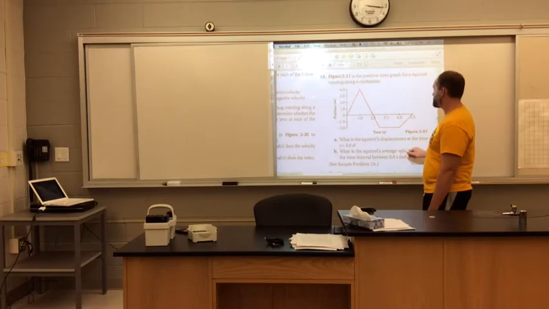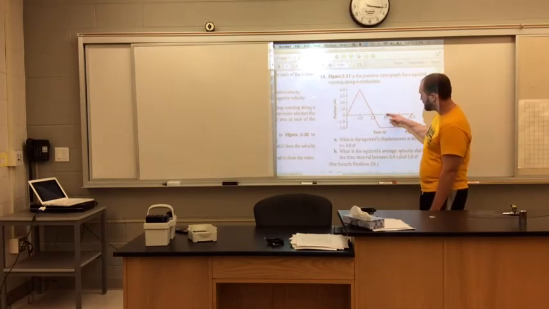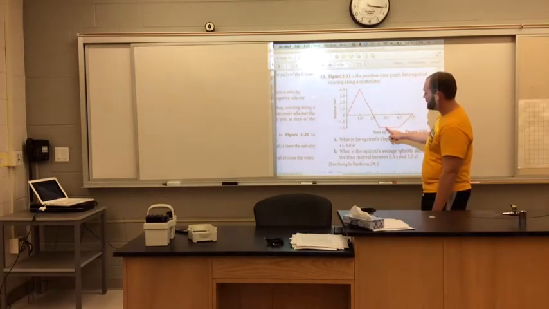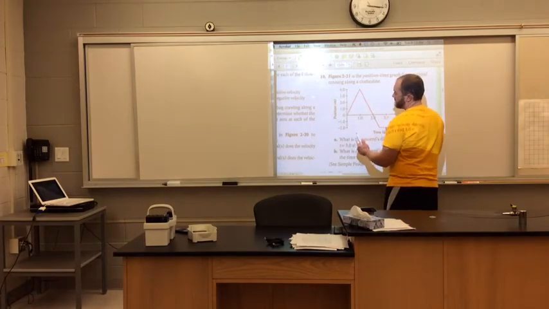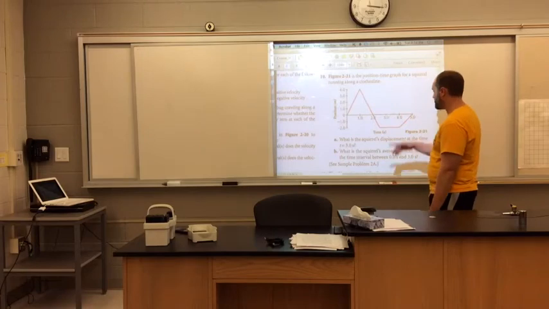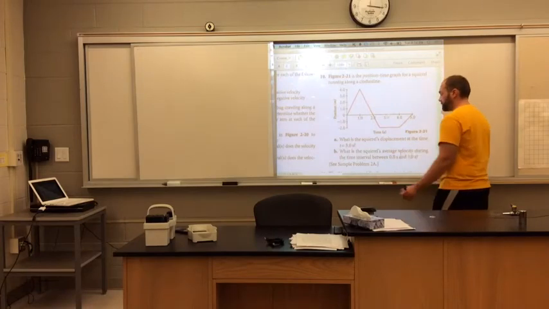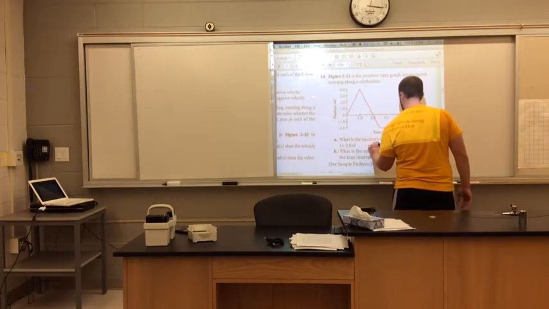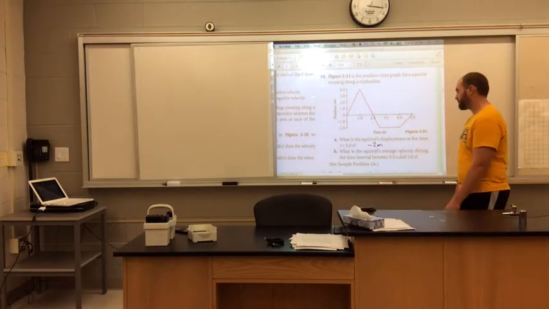Okay? So what's the squirrel's displacement at the time 3 seconds? So at 3 seconds, where's our squirrel? Our squirrel's at -2. Well, where did he start? He started at 0. So the difference between where he ended and where he started is -2 meters. So the answer to this question is -2 meters.